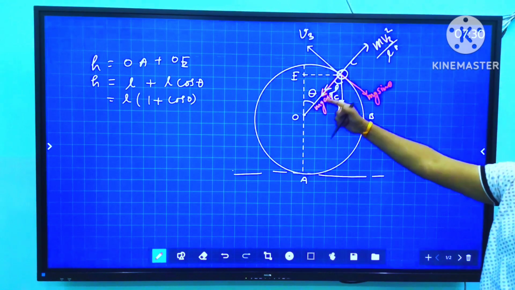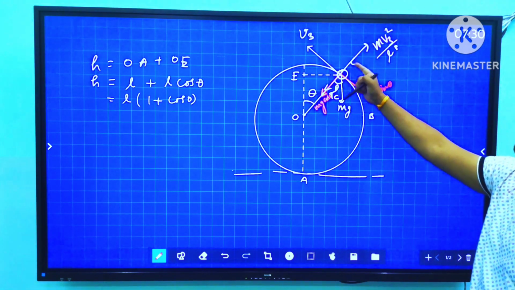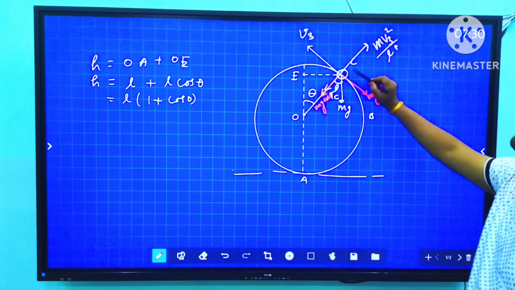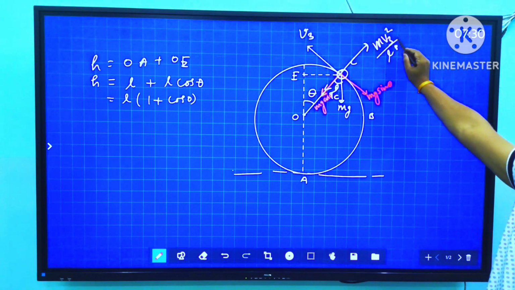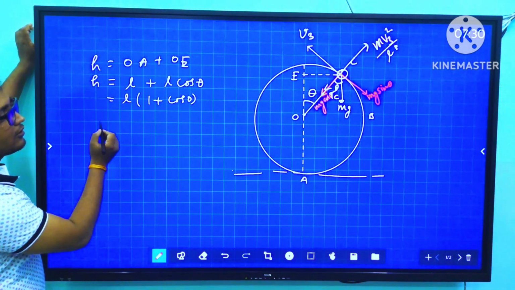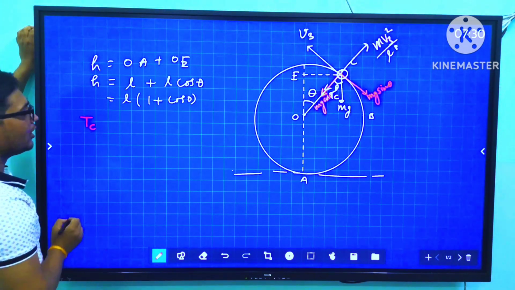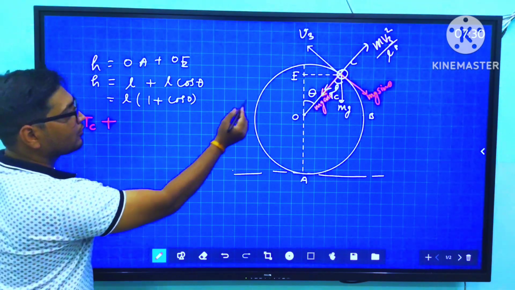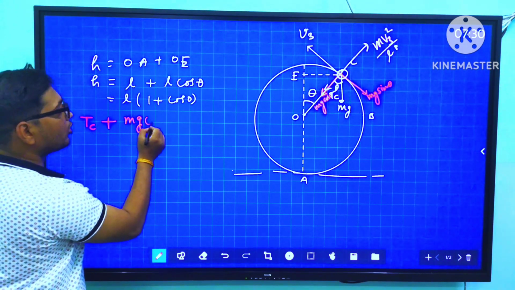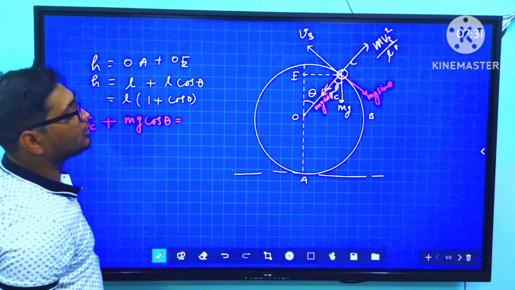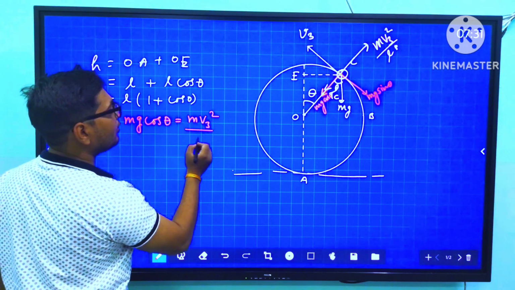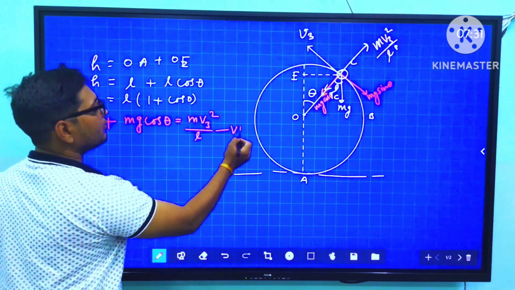So there will be two forces towards the center. One will be mg cos theta, second will be the tension in the string at point C, and these two forces will be balanced by the centrifugal force mv3 square by L. So we can write the force balance at this point: tension in the string at C plus the component of the weight along the radius, that is mg cos theta, is equal to mv3 square divided by L. We will consider this as equation number 6.